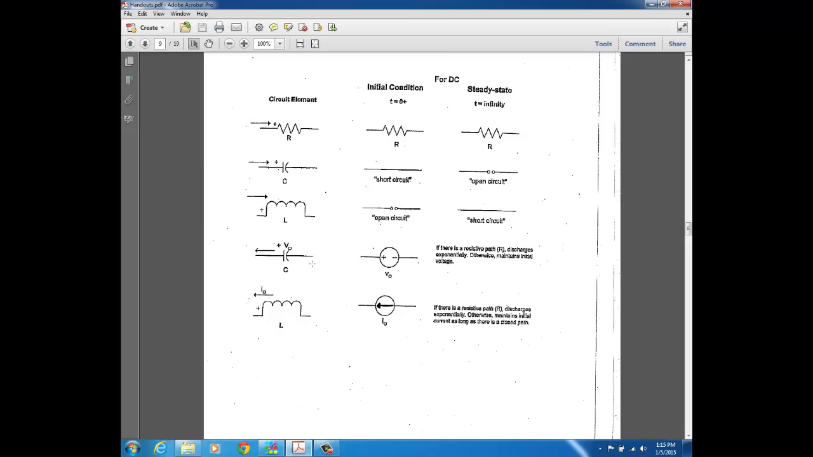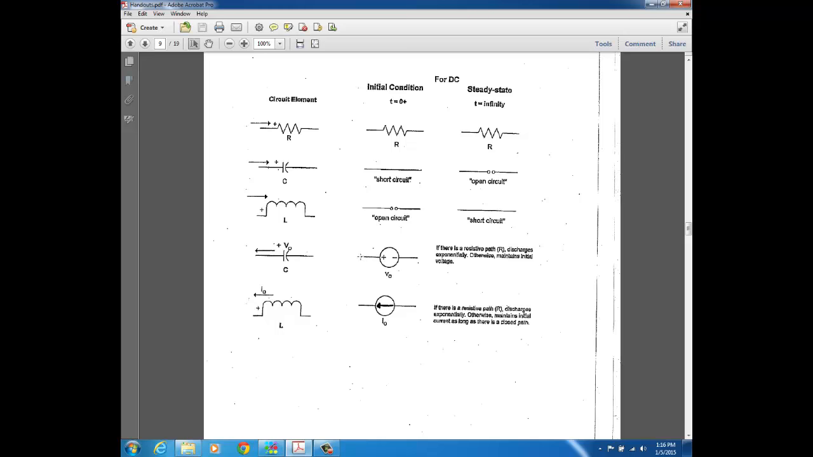And then these two, the last two rows of this handout show the initial conditions and talk about the steady state condition for storage elements that have some initial stored energy. So here, V0, that's the initial voltage across the capacitor that has some initial stored energy, and its initial condition is that of a voltage source of value V0.